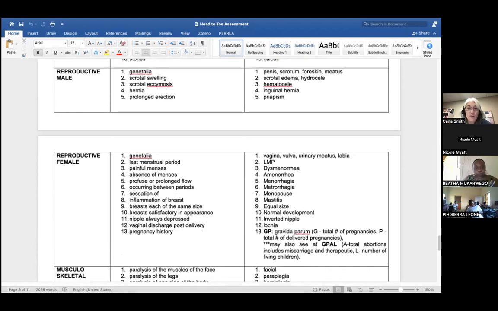Looking at reproductive for both male and female, again, here are just some more appropriate terms to use when it comes to our documentation.